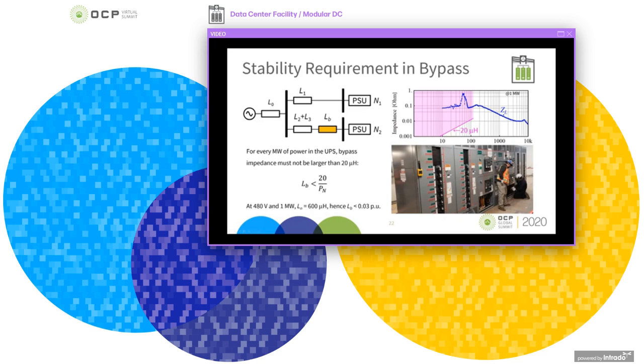To give you an image also, here is a 2 megawatt switchboard that we were about to measure. And the measure of impedance in this 2 megawatt switchboard is usually around 6 microhenries. So that says that 1 megawatt UPS with 20 microhenries it's an easy requirement to pass.